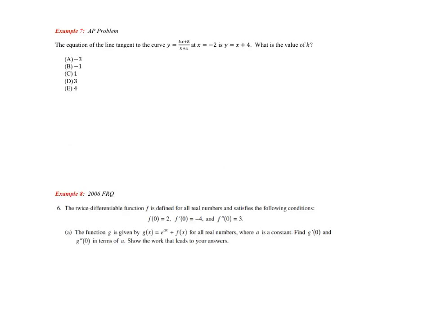Okay, example 7. The equation of the tangent line to the curve y equals kx plus 8 over k plus x at x equals 2 is y equals x plus 4. What is the value of k? All right, so this is really interesting. If this is the tangent line, then the slope of the tangent line at x equals -2 is 1. How do I know that? Well, because the slope of the tangent line is 1.